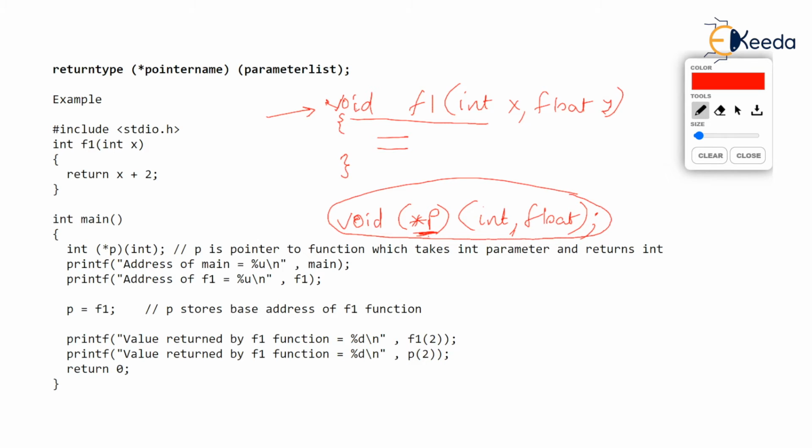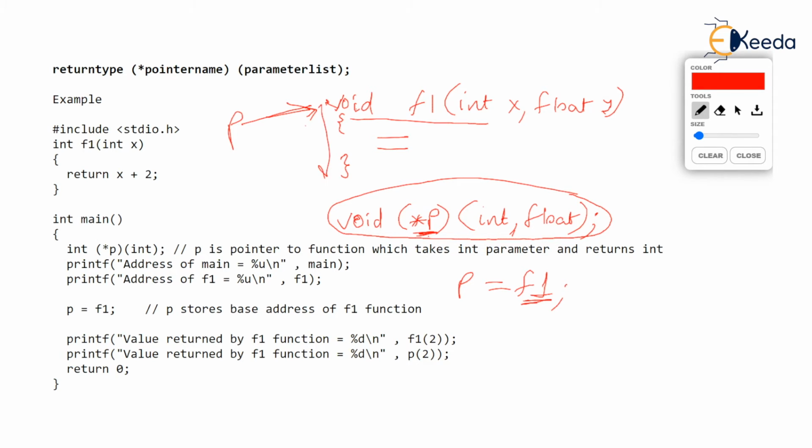So how do you store the address of F1 in P? You can just say P is equal to F1. I hope you are getting it, because the name of the function itself is the address. So now P, the pointer P, will point to this function stored in the memory, correct or not?